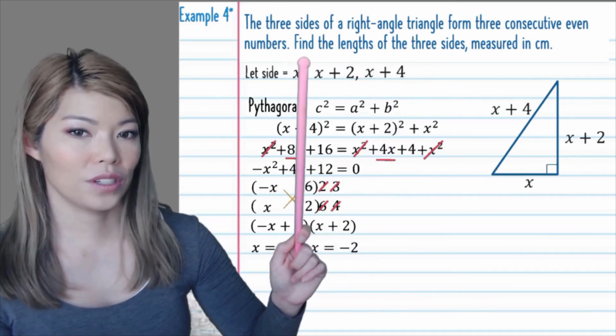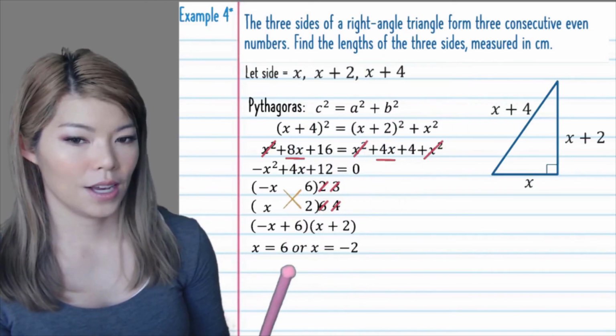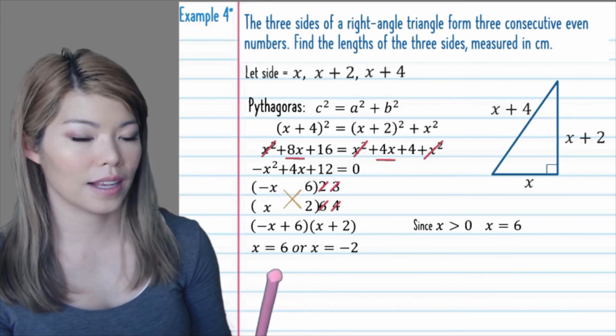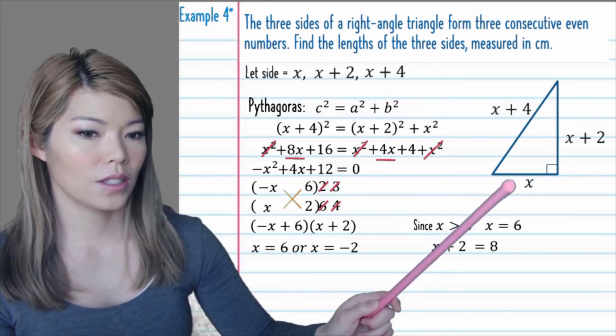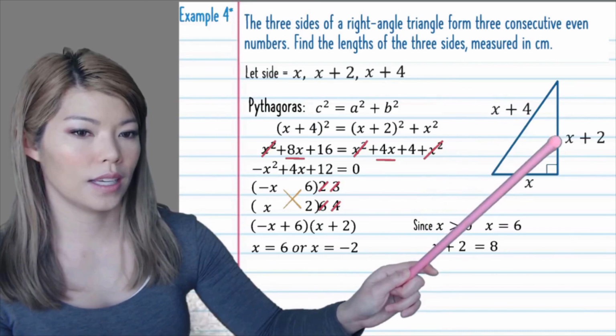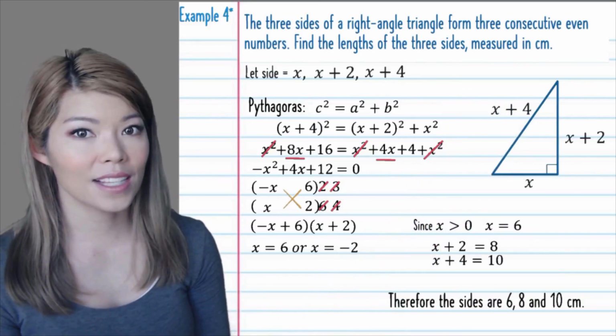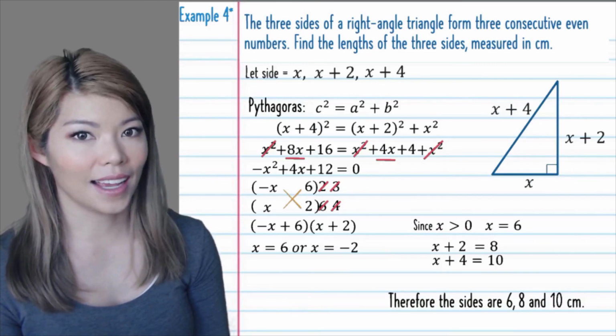What was the question? Find the lengths of the three sides. Well, x cannot be -2. It has to be greater than 0. So x is 6. Now, if x is 6, we have x plus 2 is 8 and x plus 4 is 10. So the three sides of our triangle are 6, 8, and 10.